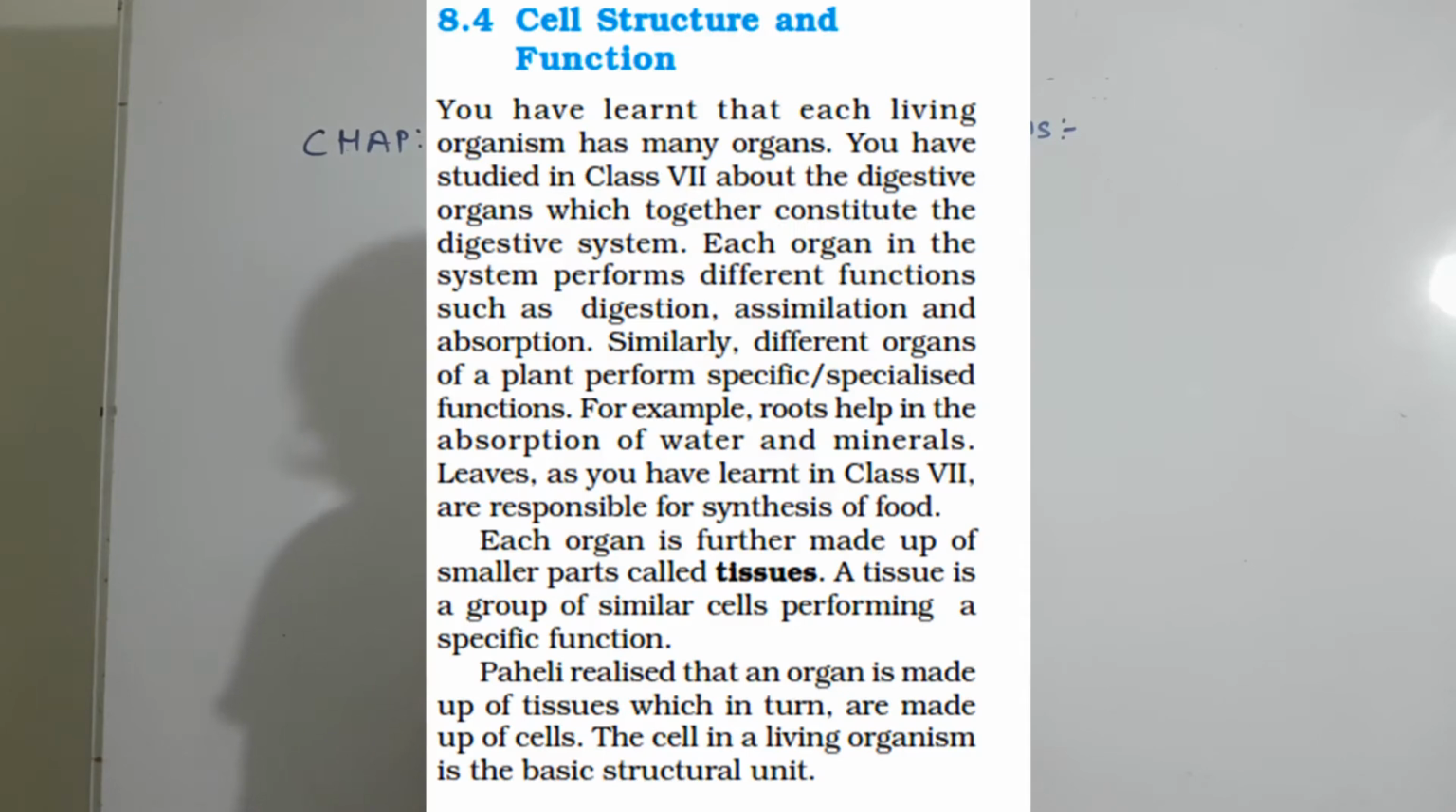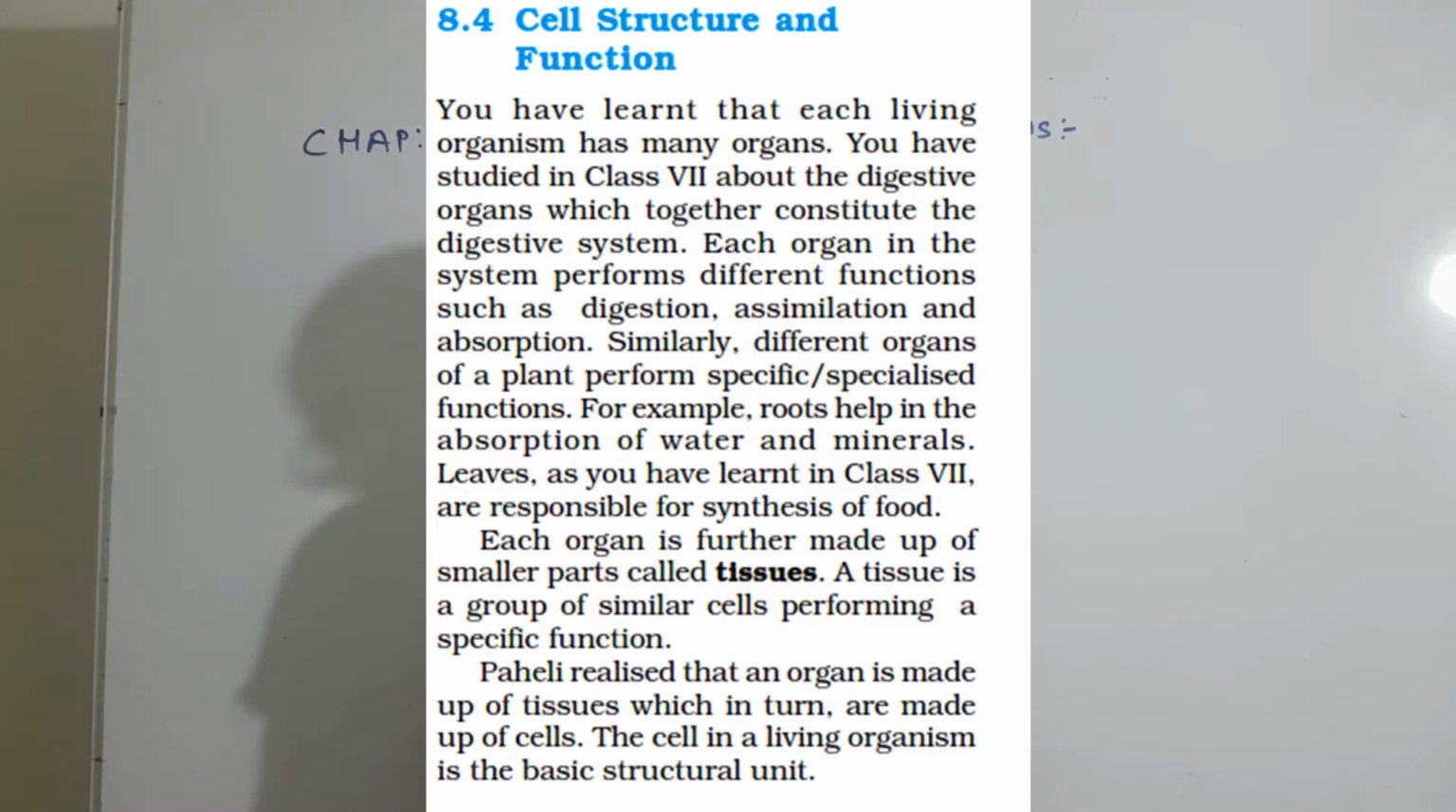Now topic 8.4, cell structure and function. You have learned that each living organism has many organs. You have studied in class 7 about the digestive organs, which together constitute the digestive system. Each organ in the system performs different functions such as digestion, assimilation and absorption.